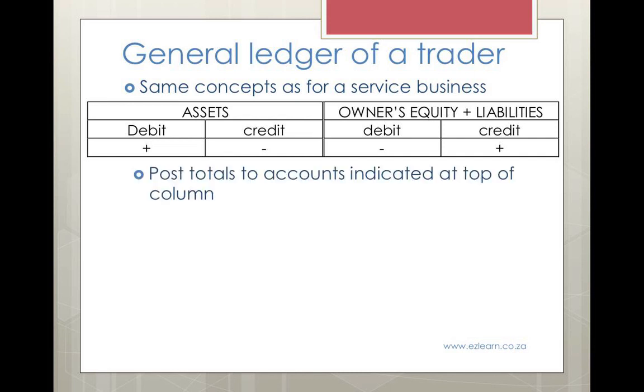You need to post the totals of the columns in your journals to the accounts indicated at the top of the column. So you don't have to try and remember something new. It's quite simple. The information is there for you. The new accounts that you will need to post to in the cash receipts journal would be the sales account. Because it's an income which increases owner's equity, you would credit sales.